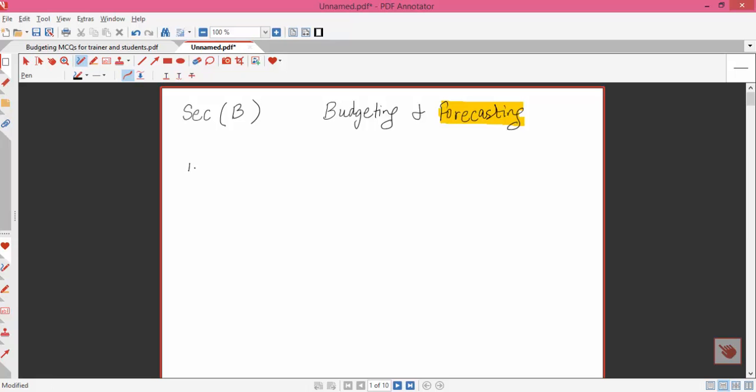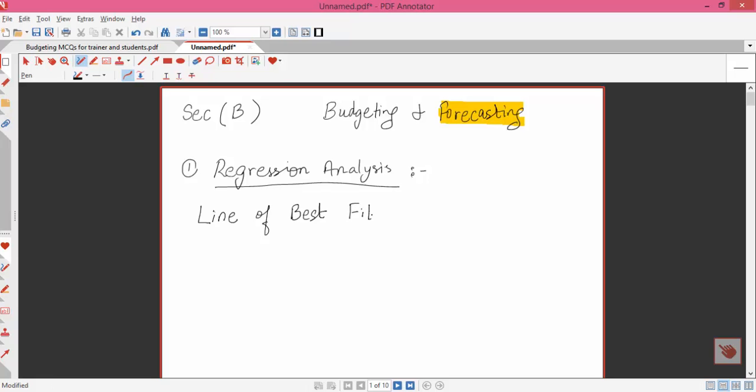The first technique which you should keep in your mind is regression analysis. This is a very simple approach and is tested at a very basic level at your stage. Now in regression analysis we talk about the line of best fit. The line of best fit is y is equal to a plus bx.